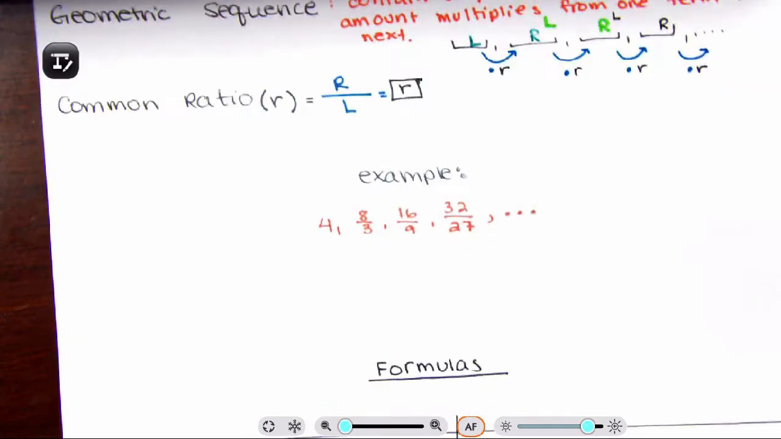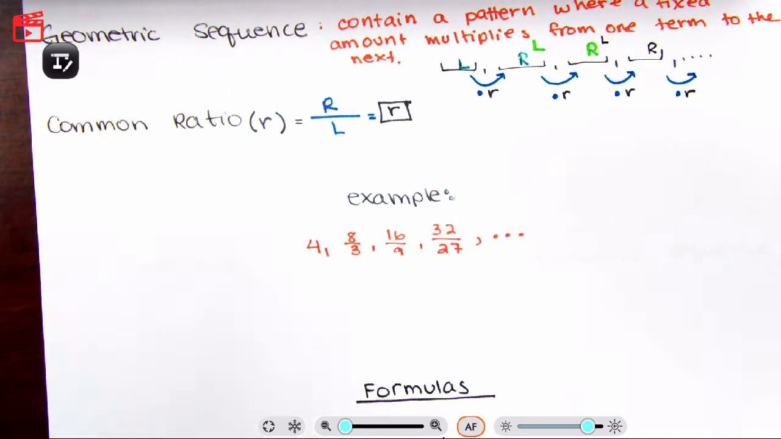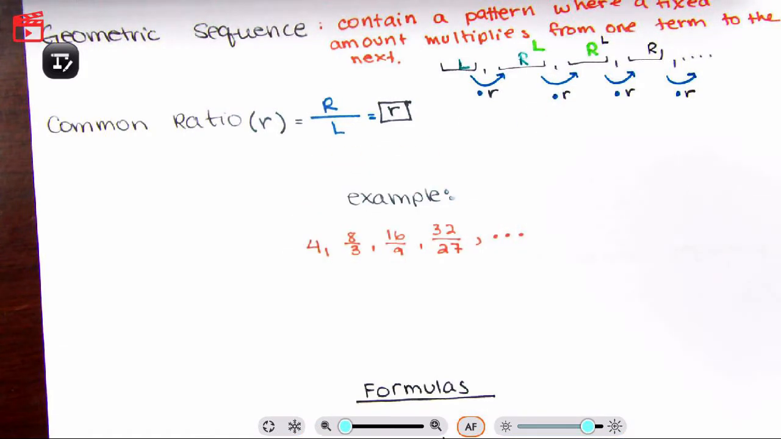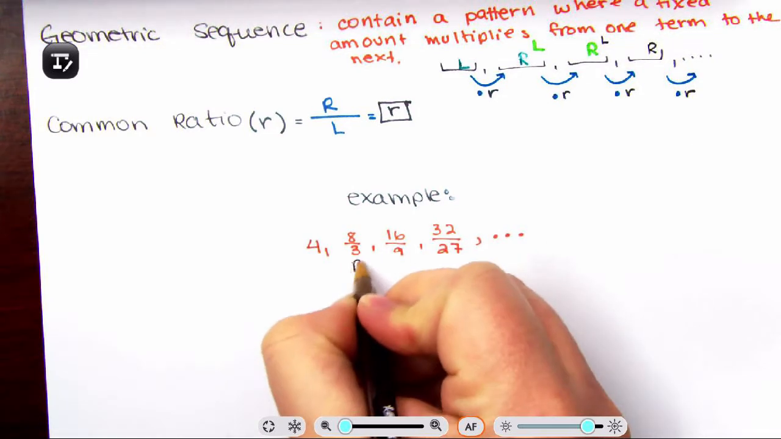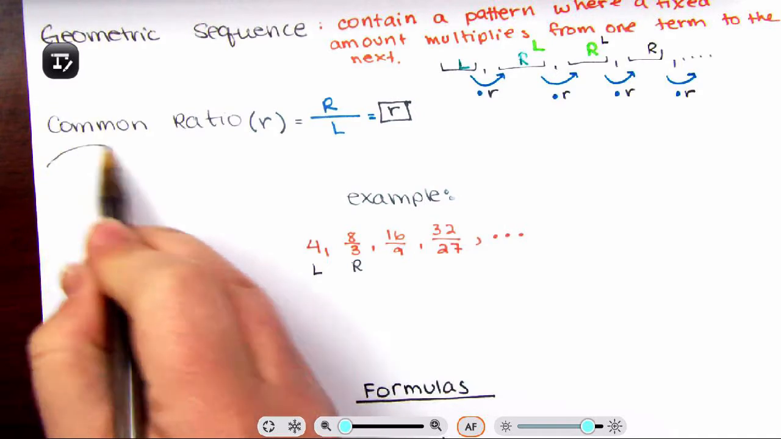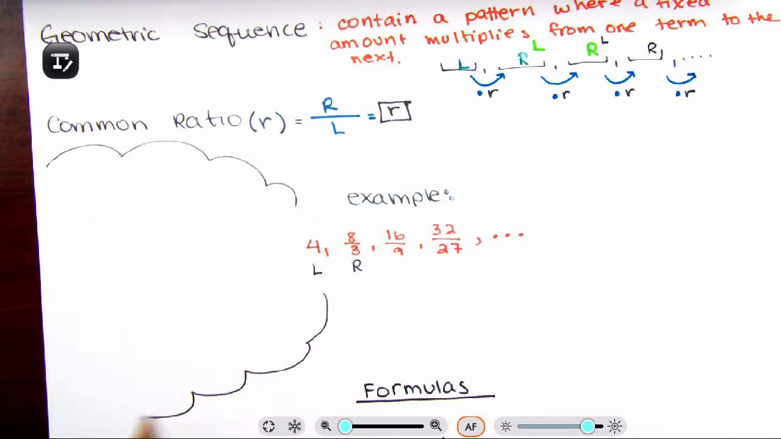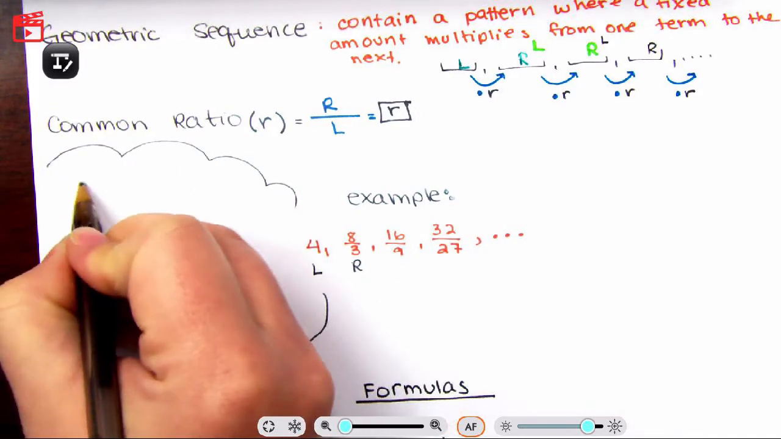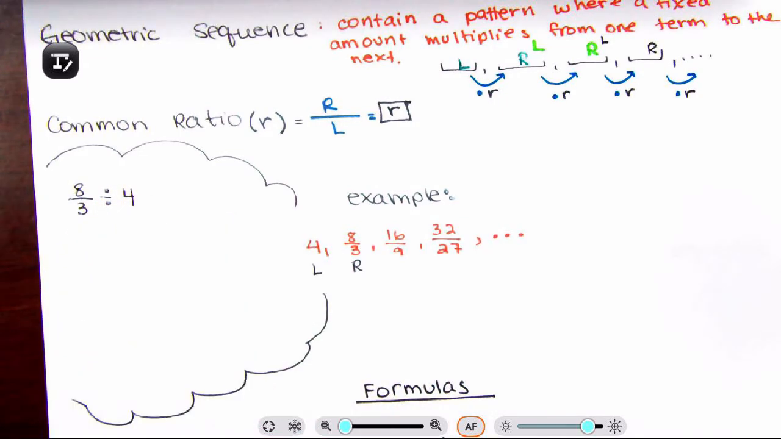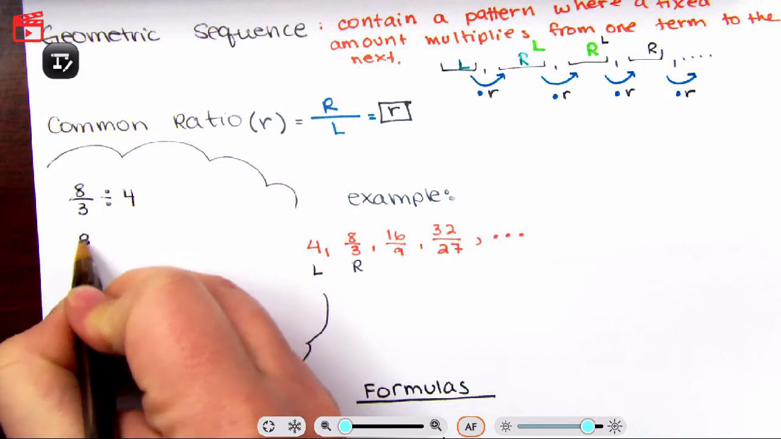Now let's do a quick example to find the common ratio. How would we do this? Well, we can do it via multiplication, or we can do it via division. I encourage using a calculator. Calculators are fantastic. If this is my right number and this is my left number, I'm going to do my right divided by my left. You can write it this way, or you can write it as a fraction.